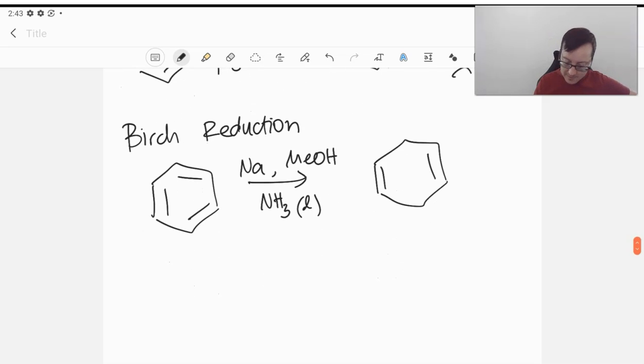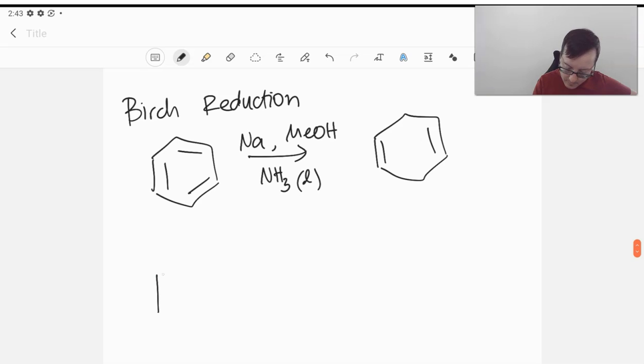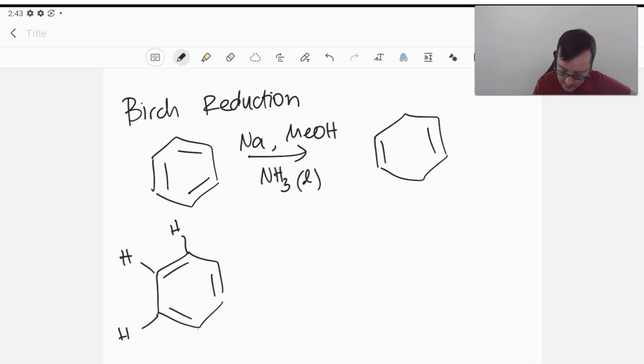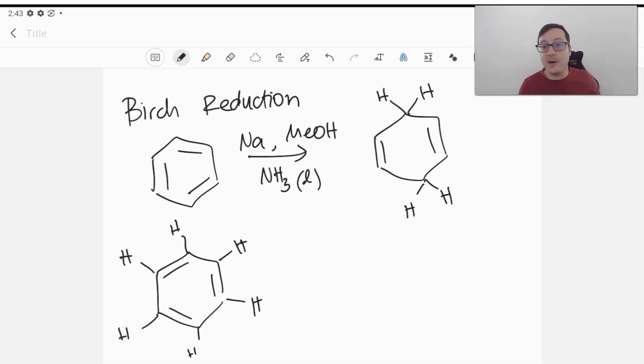Let's take a look at the mechanism here. So when we're looking at benzene, of course, benzene has 6 hydrogens. And if we look at our final molecule, of course, it has 8 hydrogens, right? It's got the 4 on the double bonds and then 4 on sp3 carbons there. So what's going to happen here in the first step, just like with alkyne reductions, remember we use sodium and ammonia to make a trans alkene out of an alkyne?